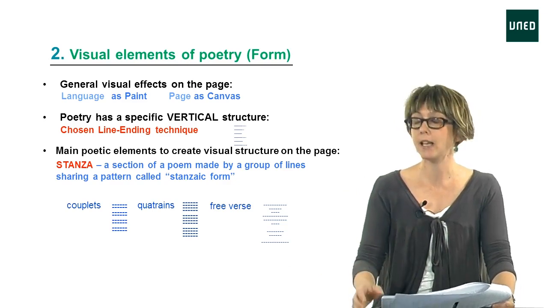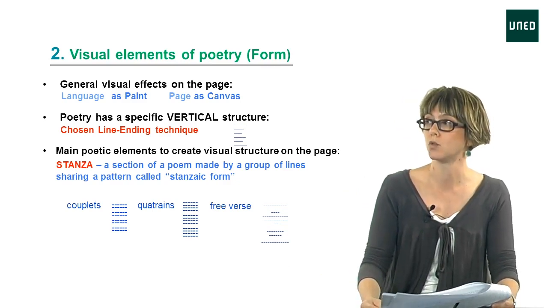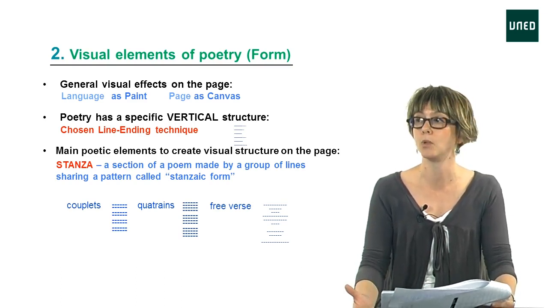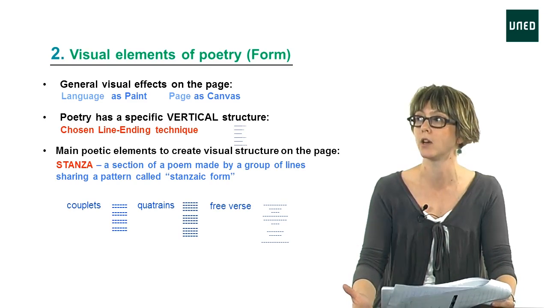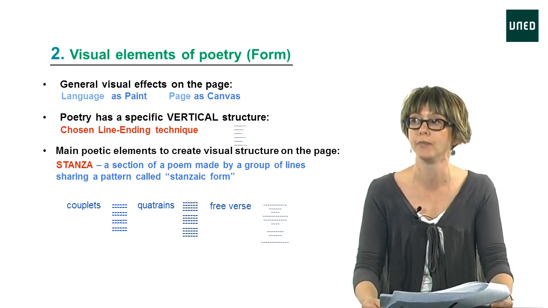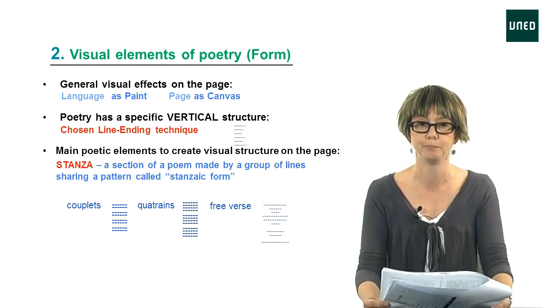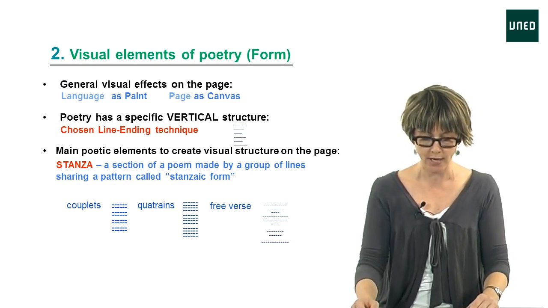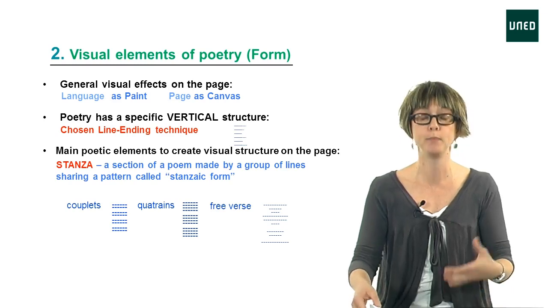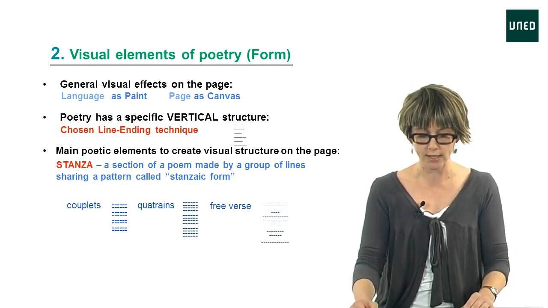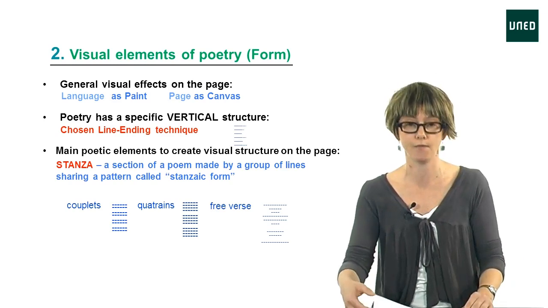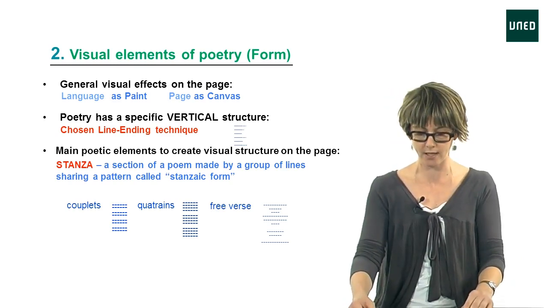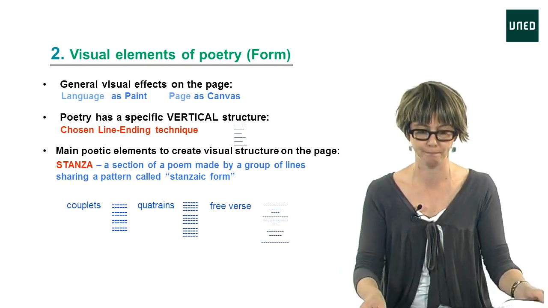The main poetic element to create visual structure on the page is the stanza. A definition of a stanza will be a section of a poem made by a group of lines sharing a pattern called stanzaic form. We can have couplets, which is a stanzaic form formed by 2 lines, quatrains, stanzaic forms formed by 4 lines, or free verse, which does not follow a specific or fixed stanzaic form.